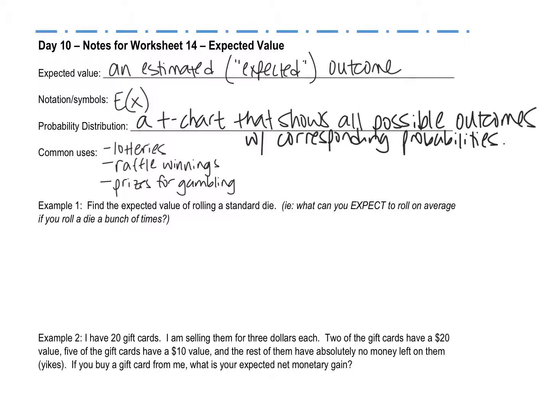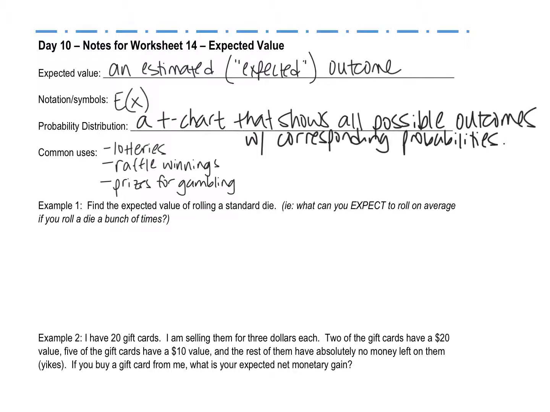And so a probability distribution, and we're going to practice drawing those. It's a sideways T-chart that shows all the possible outcomes with corresponding probabilities. And then common uses like I've talked about: lotteries, raffle winnings, prizes for gambling. And so very first problem, find the expected value of rolling a standard die.